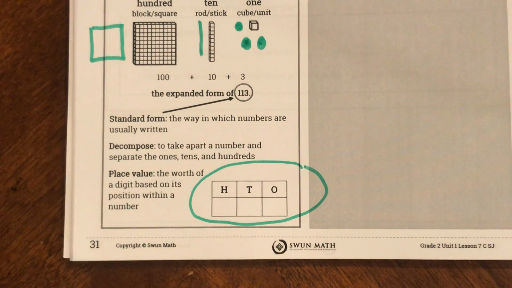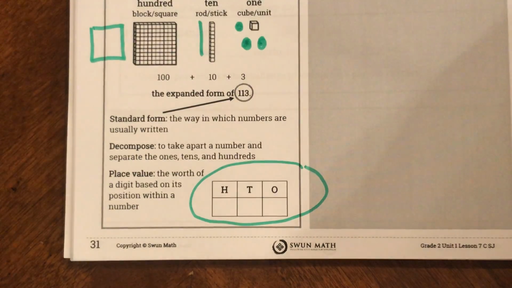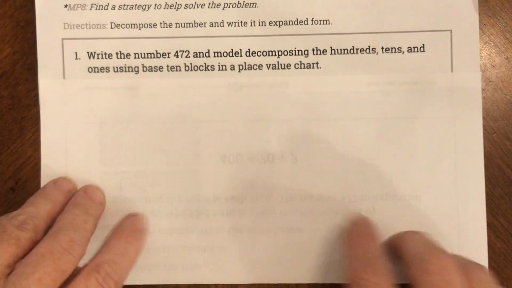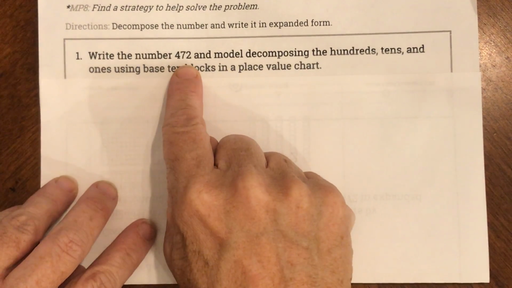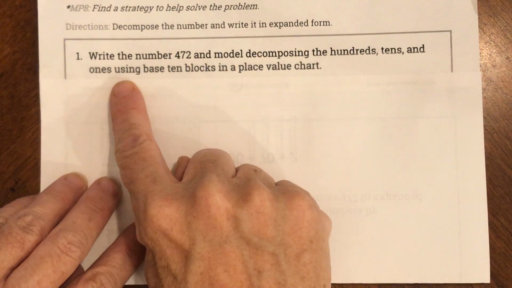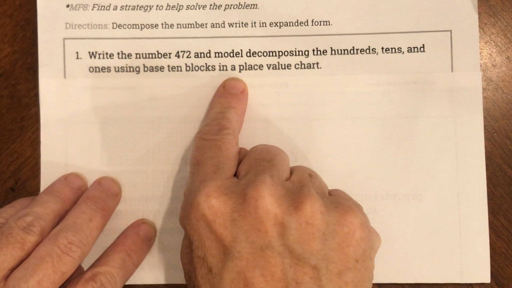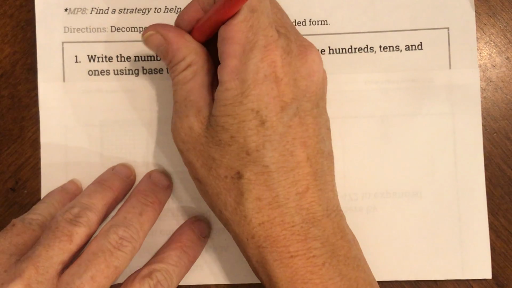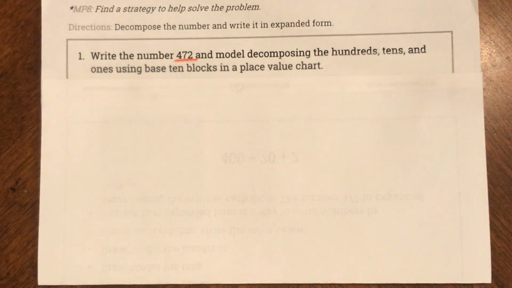Okay, so boys and girls, I'm going to get started with my red pen. If you want to put down your pencil and watch me for a moment. Here is my first problem. Okay, and my first problem says, write the number 472 and model decomposing the hundreds, tens, and ones using base 10 blocks in a place value chart. Okay, so my number is 472. Okay, so the first thing I'm going to do is I am going to draw a place value chart.